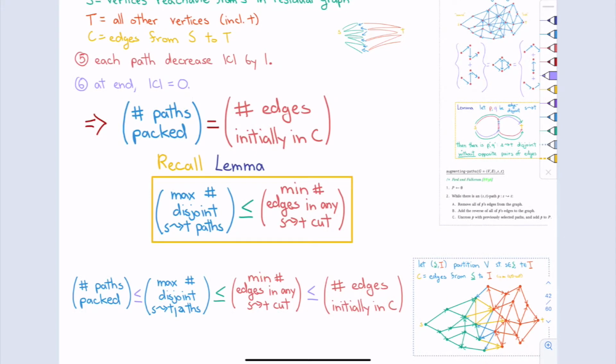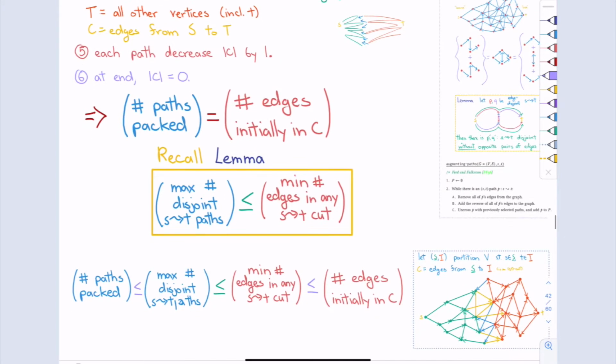Okay, so we had this original lemma, right? That the maximum number of edge disjoint paths is always the minimum number of edges in an ST cut. So that is this part here. In this bottom chain of inequalities, the left one is just by definition of max. For any number of paths, the number packed is less than max. And on the right side, the minimum number of edges cut is at most whatever cut you come up with. But what we've shown is that the algorithm will produce a set of paths and a cut in the original graph such that the sizes are equal.